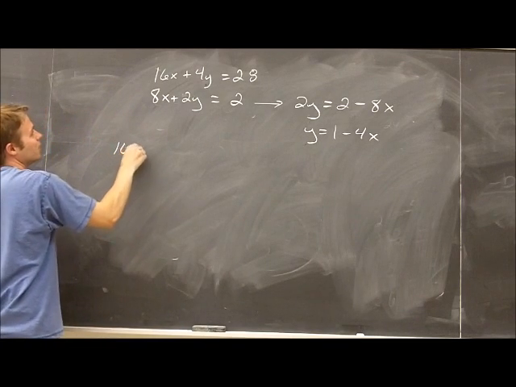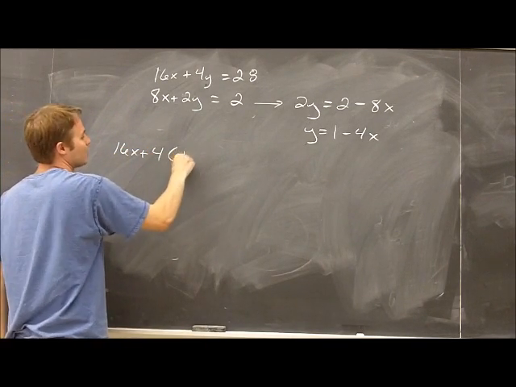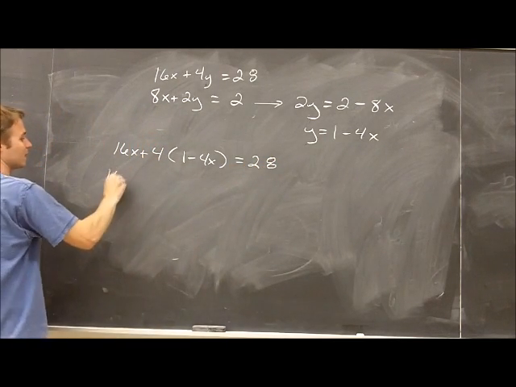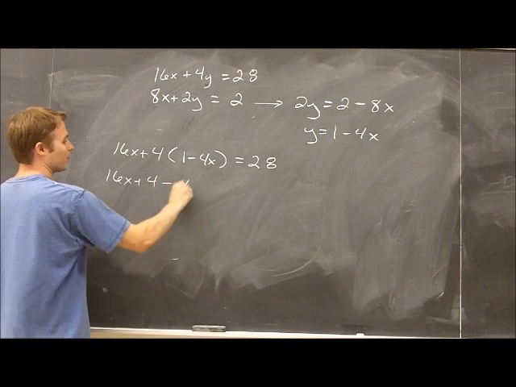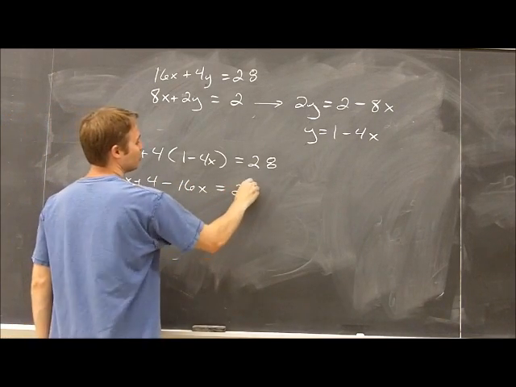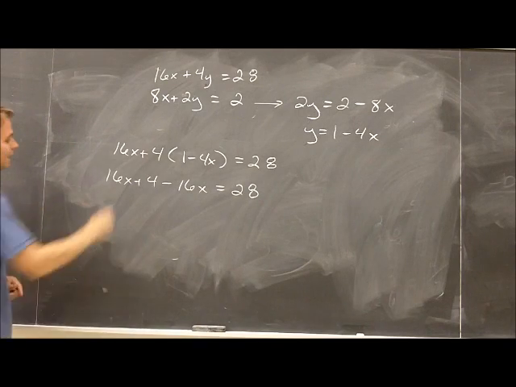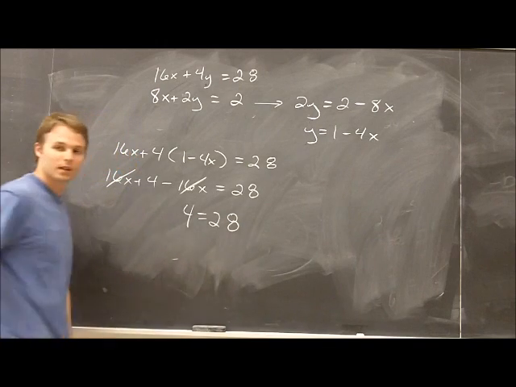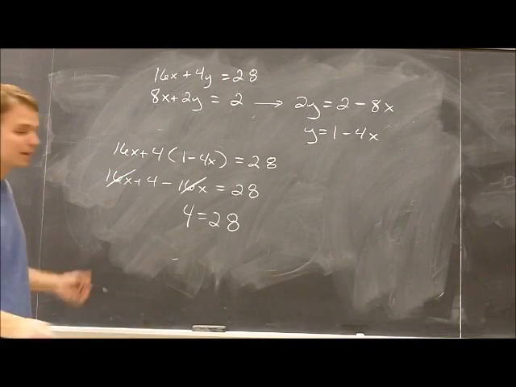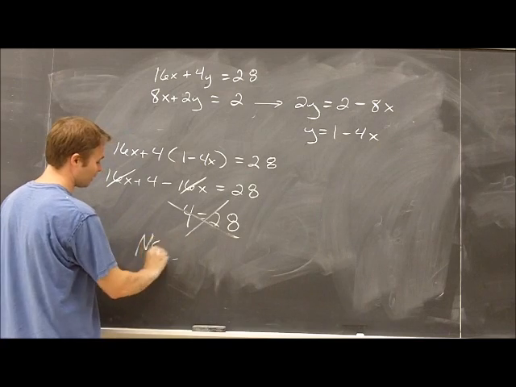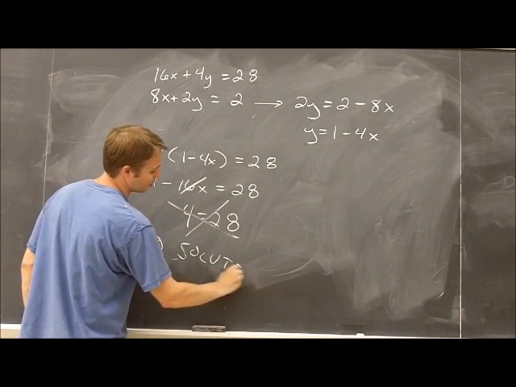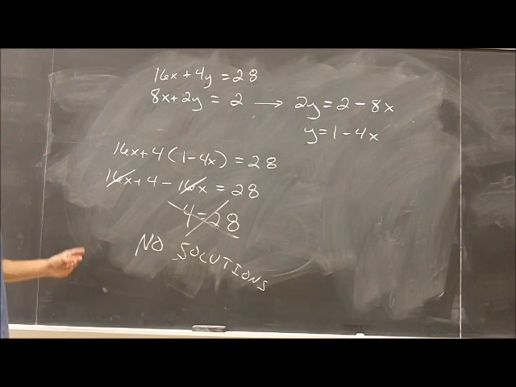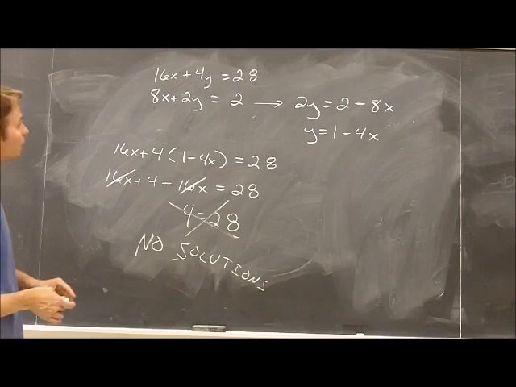So 16x plus 4 times 1 minus 4x is equal to 28, which tells me that 16x plus 4 minus 16x is equal to 28. So 16x minus 16x, they go away, and I get this false statement: 4 is equal to 28. That doesn't make any sense. So that tells me two things. Either I messed up somewhere, or there's no solutions to this set of equations. You'll never find an x and y value that work for both equations, the same x and y value.